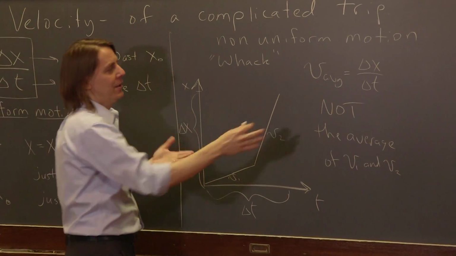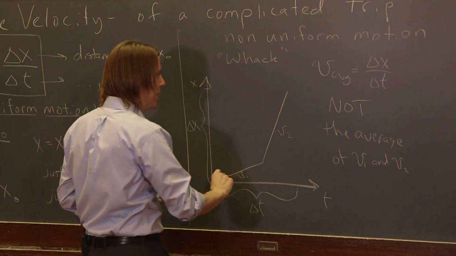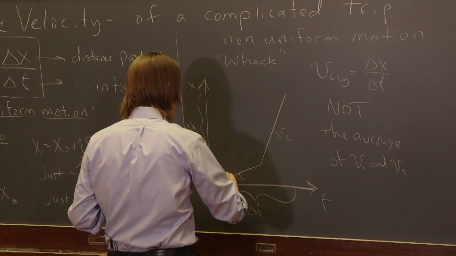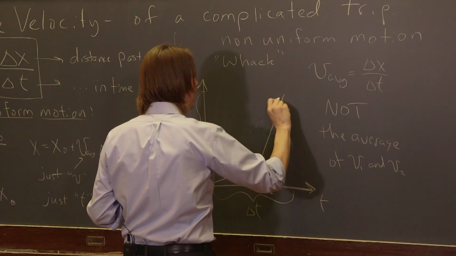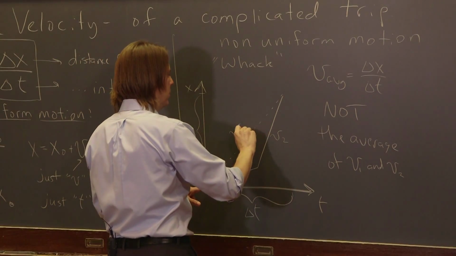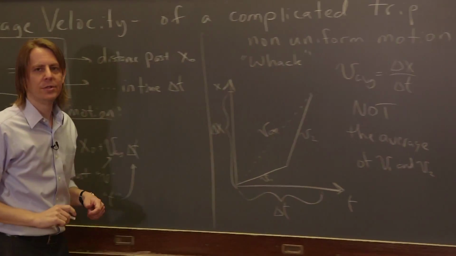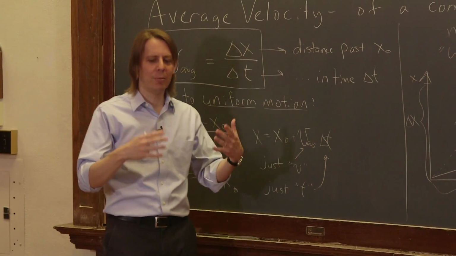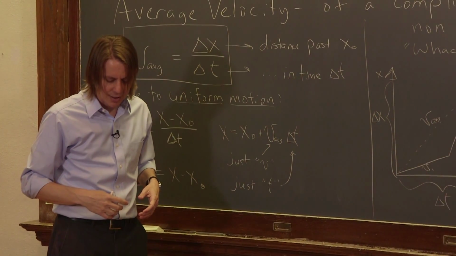And then you don't have to even think about it. You just say it's delta x over delta t. You can even draw v average. It looks like this. It's this line, right? That goes from here, total x over the total delta t, v average. So whenever you're considering a problem with a complicated trip, that's how you get the average.